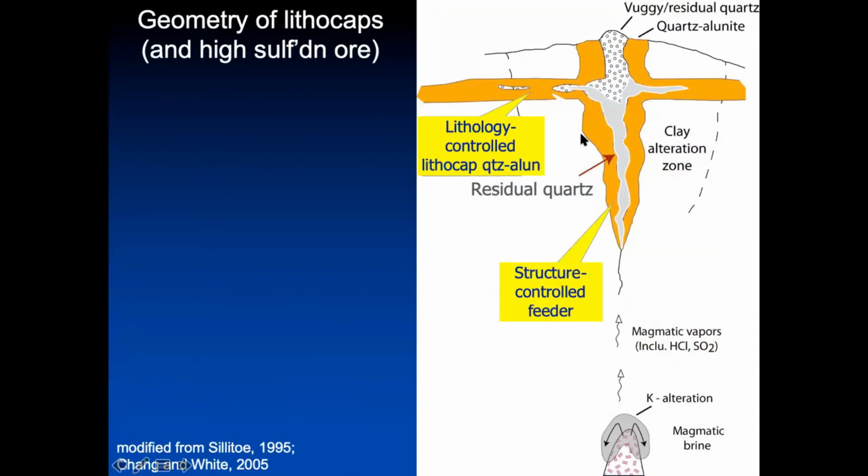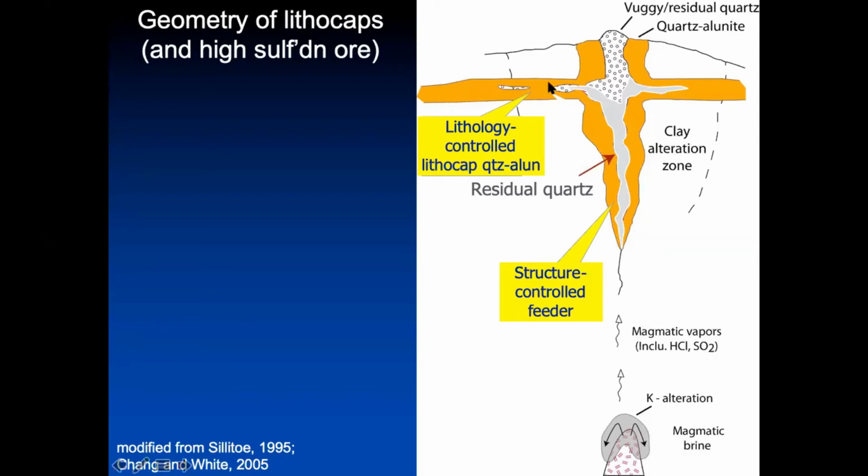Well, this leads us then to a simple schematic for this style of alteration. There's a deep magma associated with the formation of this style of alteration. It produces the SO2 and HCl vapors that eventually condense. It forms along the structural feeder zone, it forms residual quartz, sometimes vuggy, with halos of quartz alunite alteration.